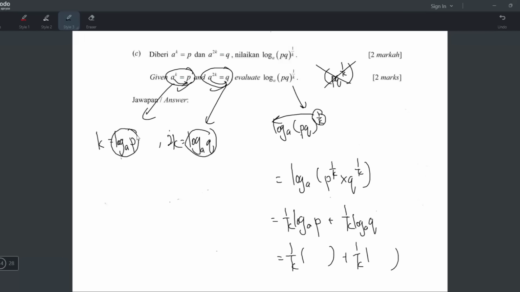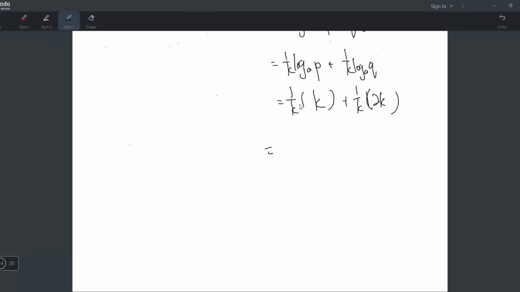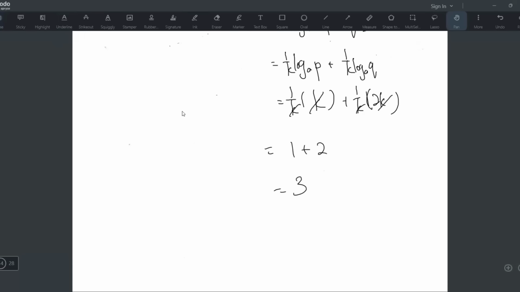Okay, log P base A, this one lah. So K boleh ganti sini. Log Q base A is 2K, so ganti masuk. Alright, finally you get your final answer. Cut. 1 plus 2 equals 3. Okay, so that's the answer. Alright, hope you understand.